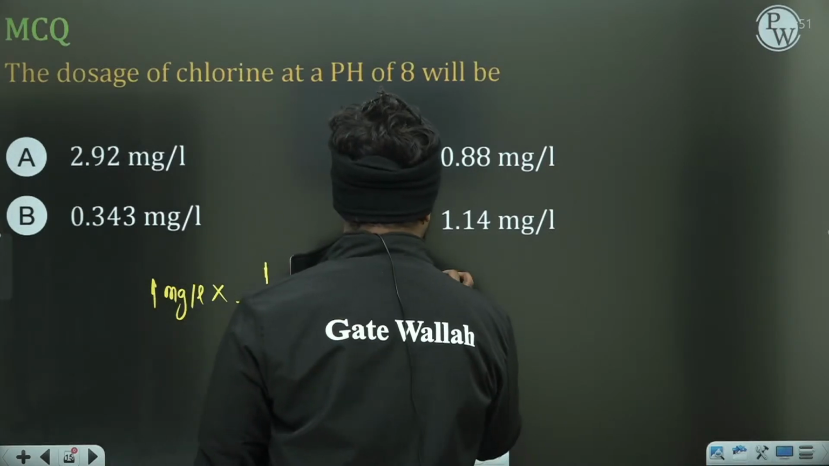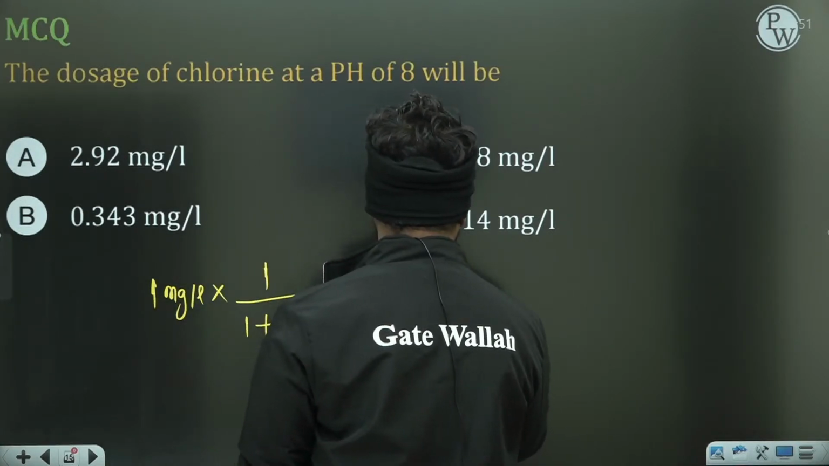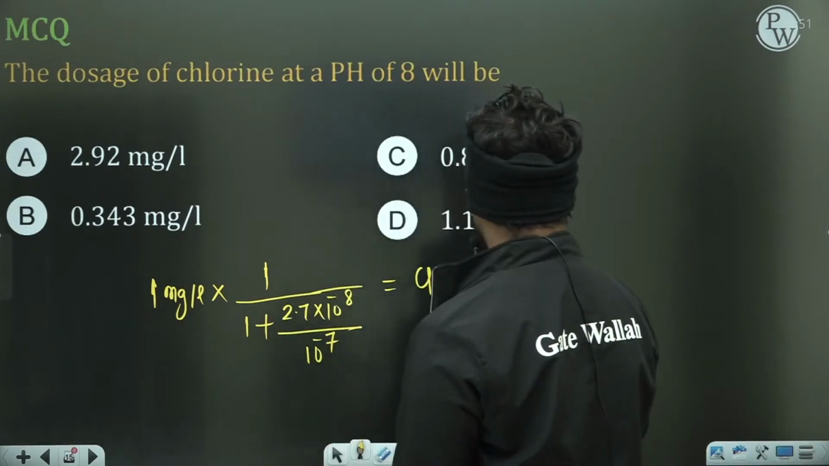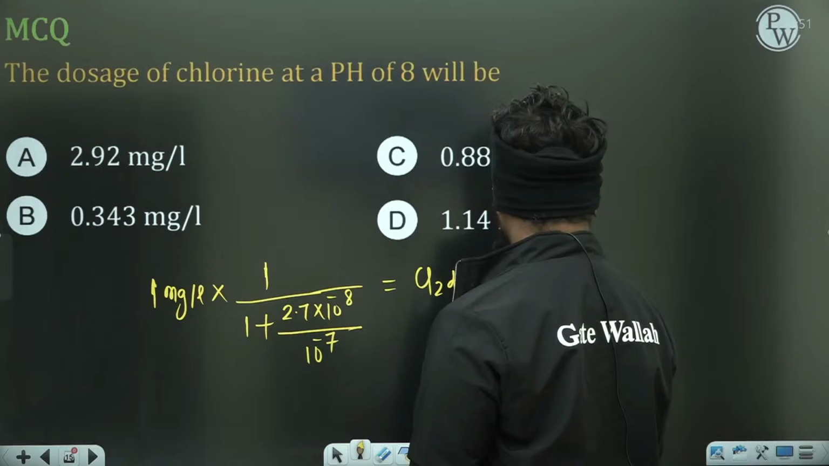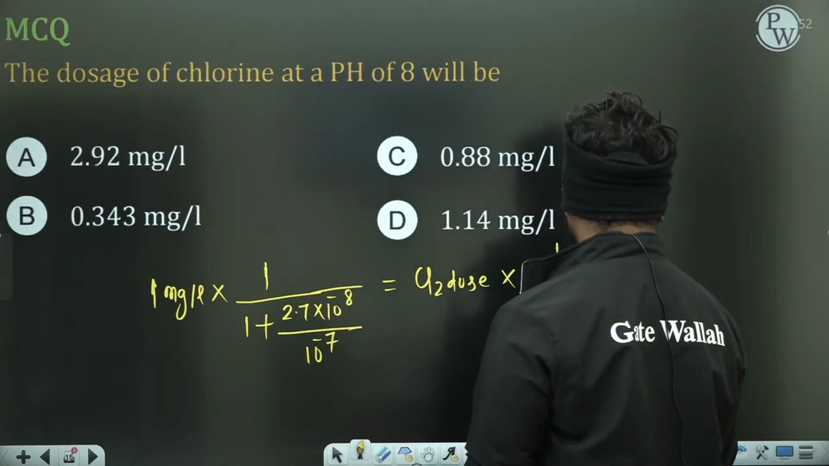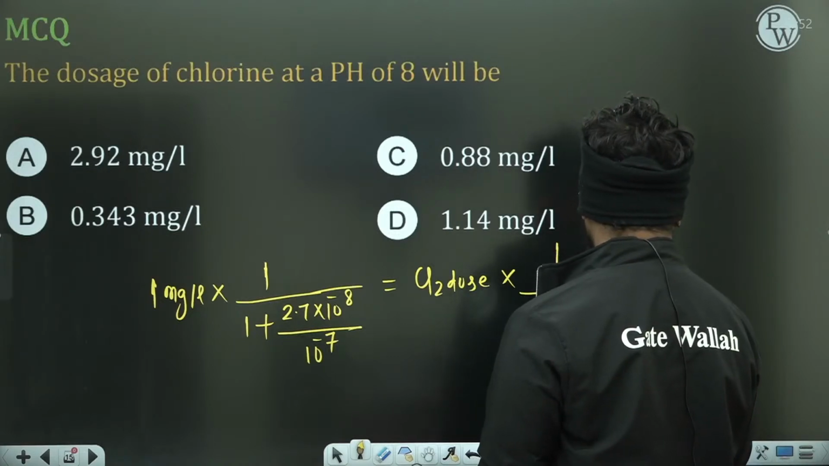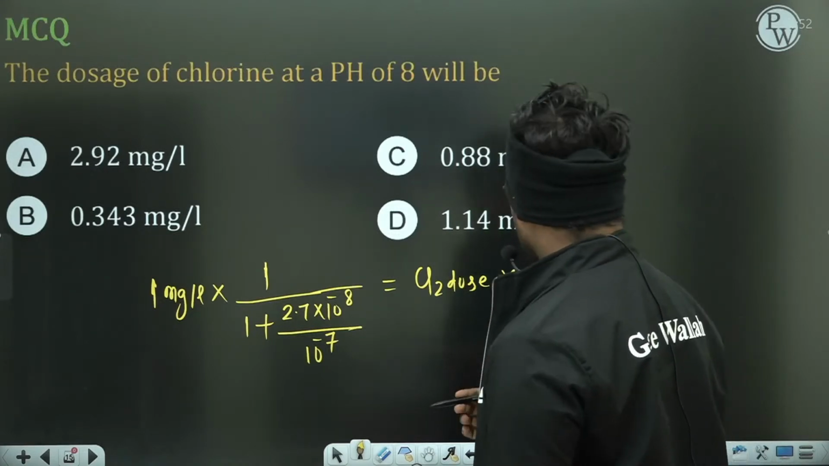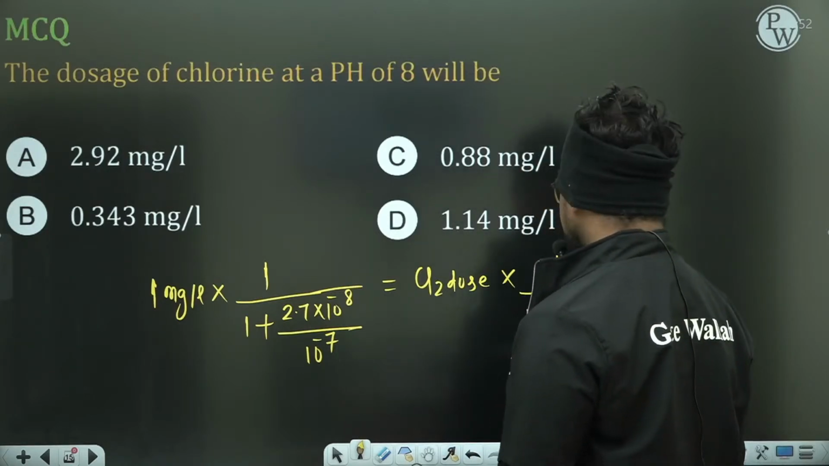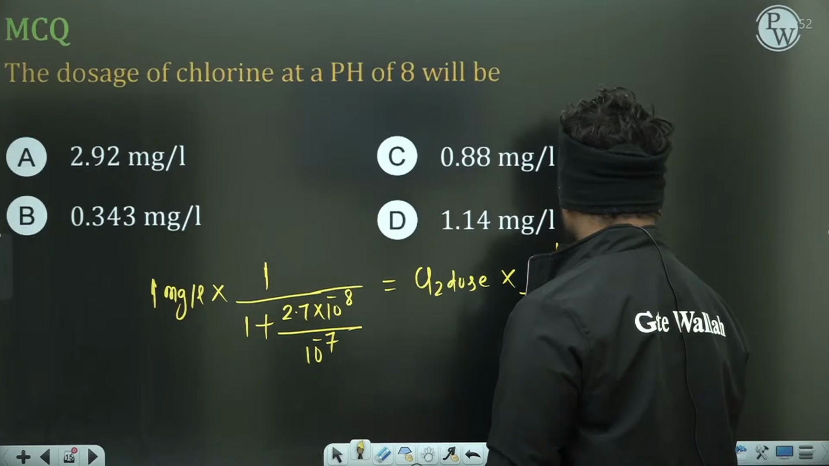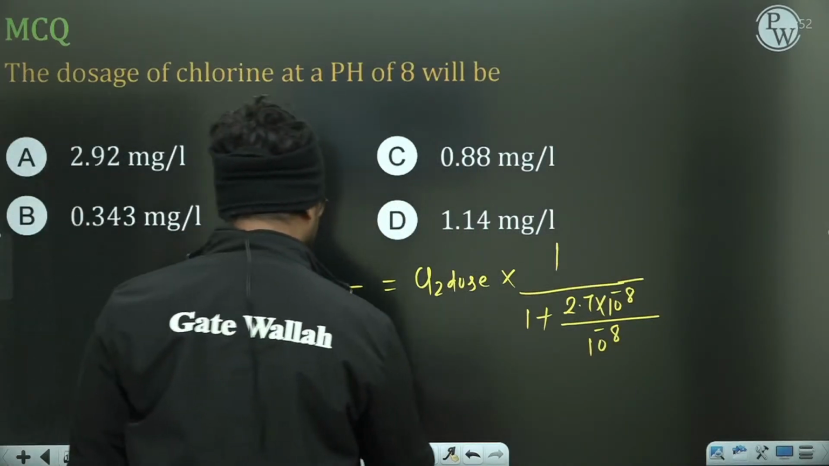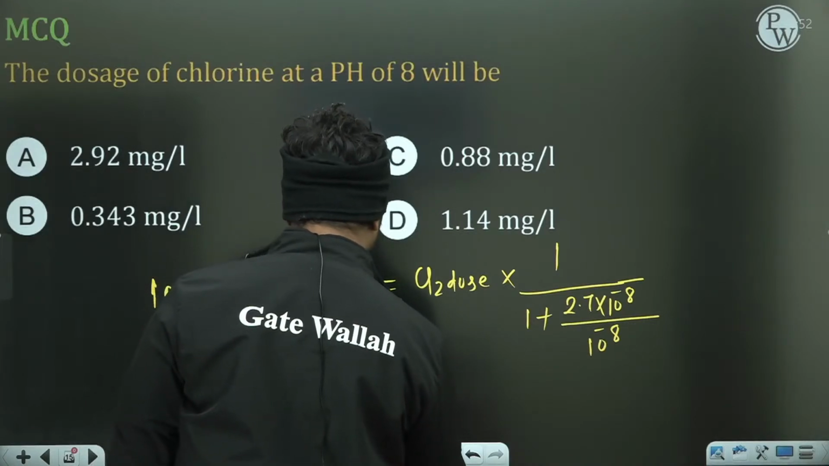Equal to, for the second case, Cl2 dose is not mentioned, into 1 upon 1 plus K upon H plus. K we have 2.7 into 10 to the power minus 8 divided by, here this time pH we have 8, so it will be 10 to the power minus 8. Okay. So now if you solve this part, how much Cl2 dose are we getting? You all can do it.